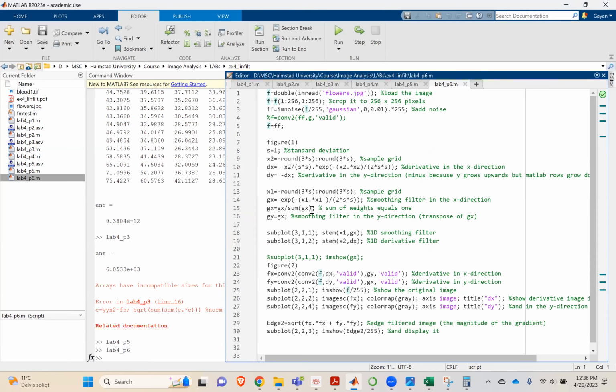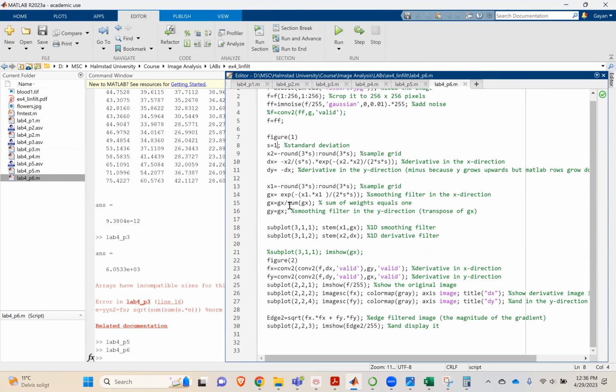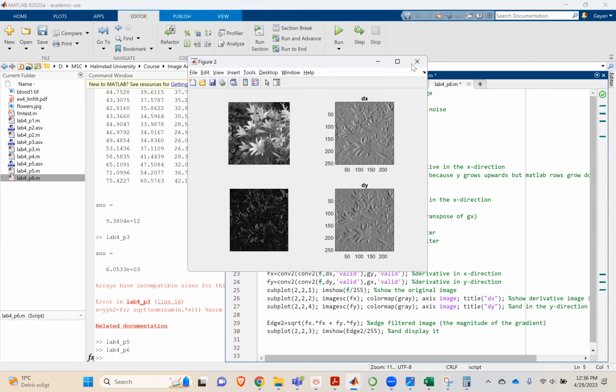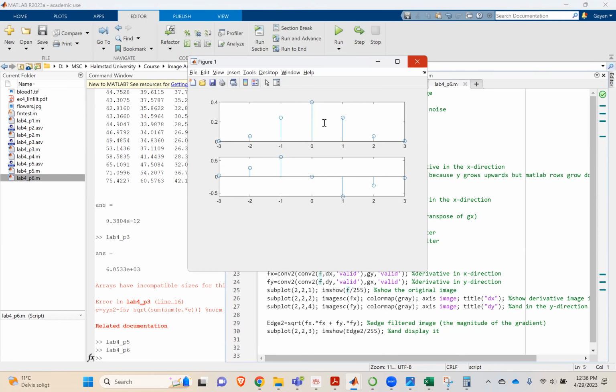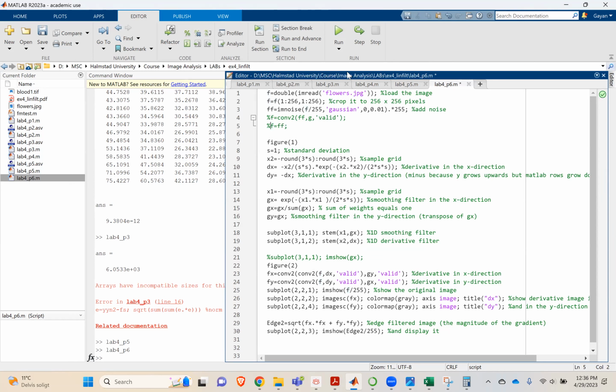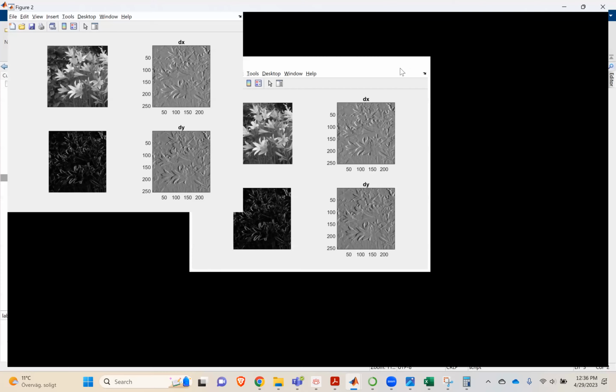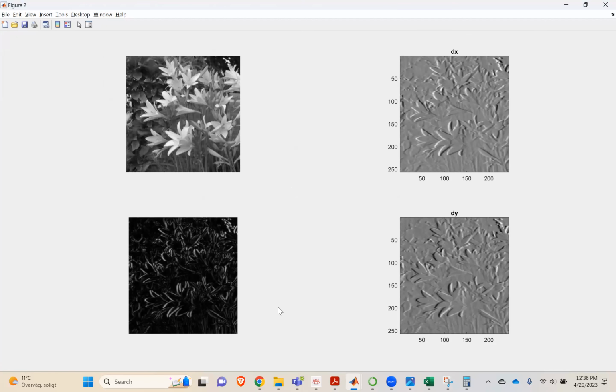Can you see where I introduce noise into here? Okay, for a moment I will just cancel out this line. So now, without noise, you can see the border.